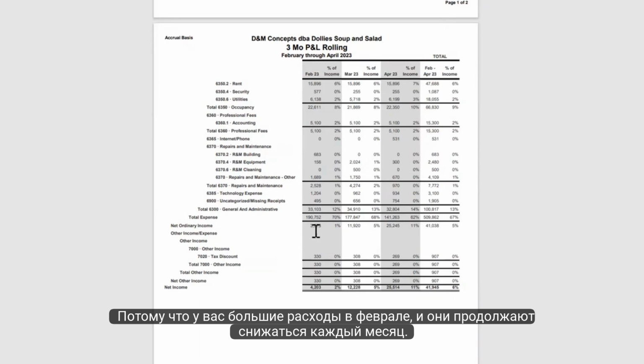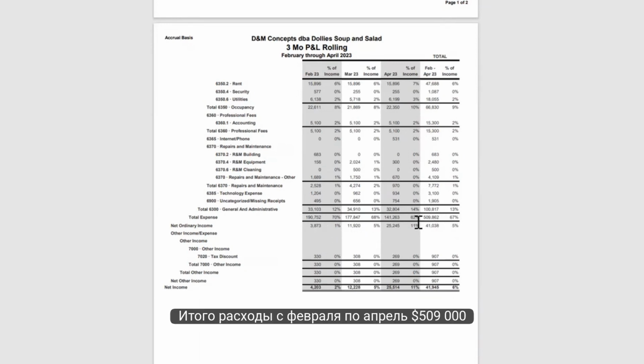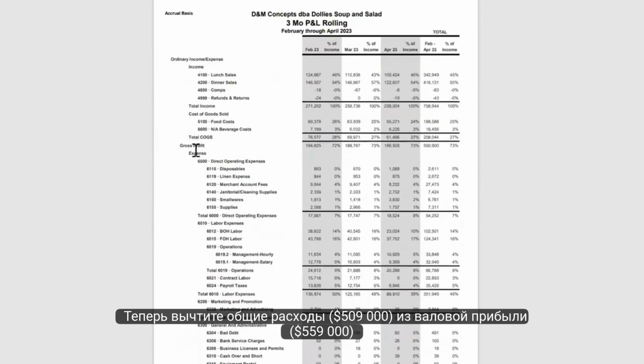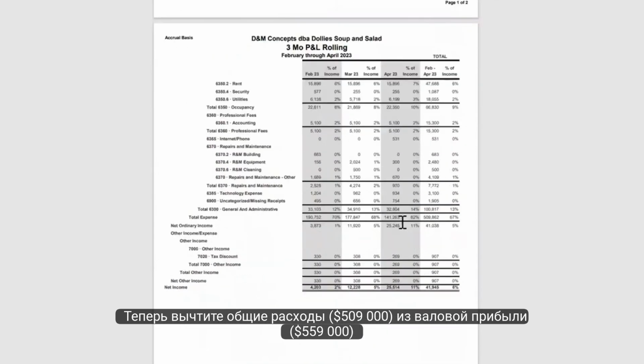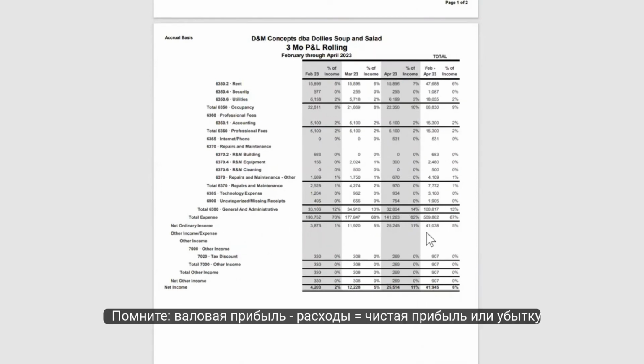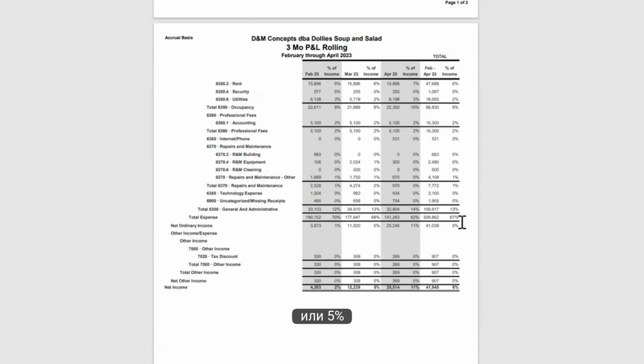This looks good, doesn't it? Because you have high expenses in February and it keeps going down. Your total expenses February through April was $509,000. Now, you take your revenue, your gross profit, 550,900, less your total expenses, 509, and you have a net ordinary income. Remember, revenue minus expenses equals your total profit or loss. In this example, it's a total profit of 41,000 or 5%.